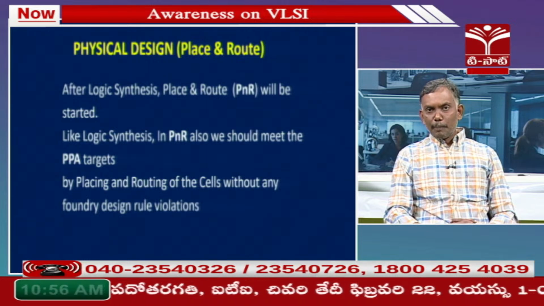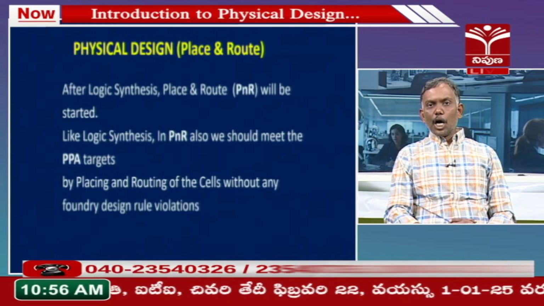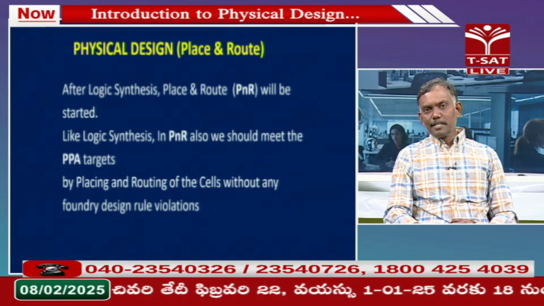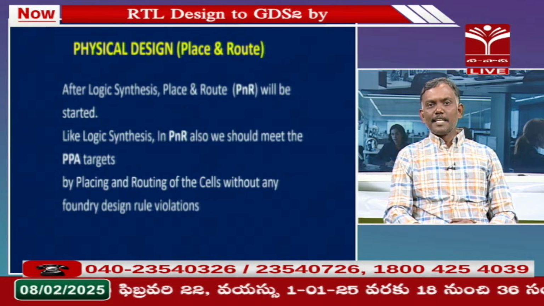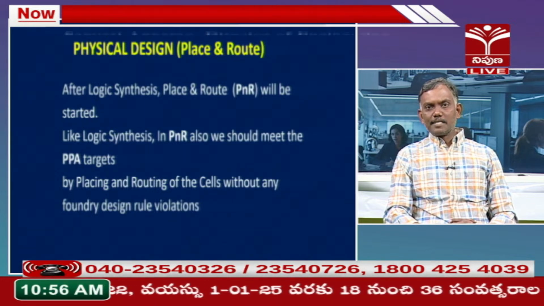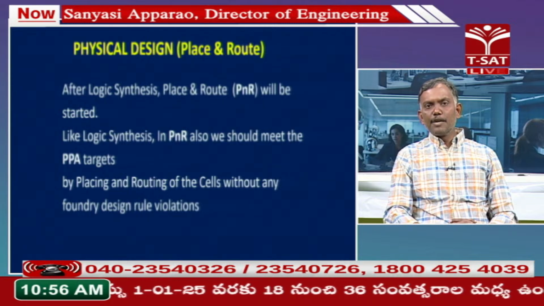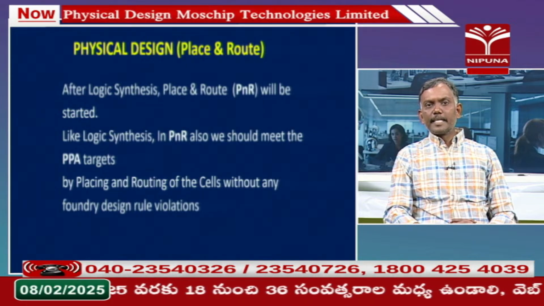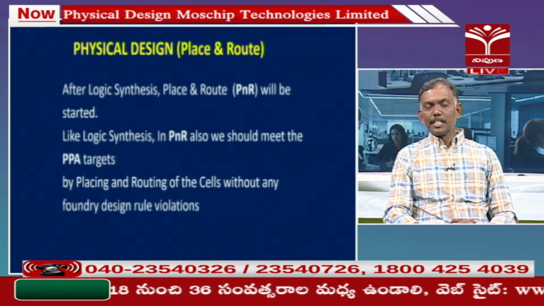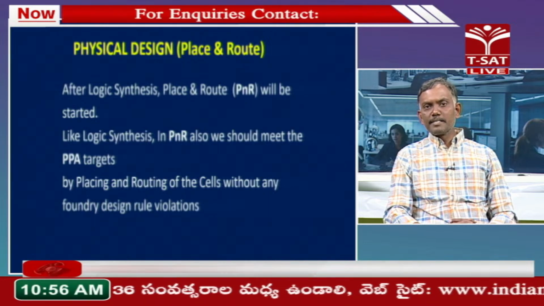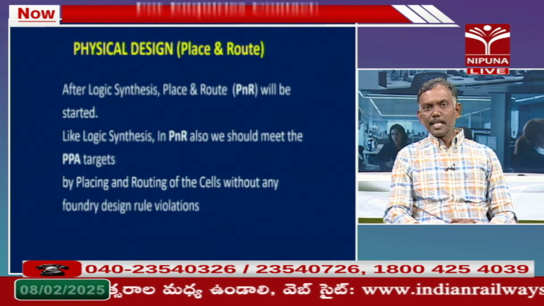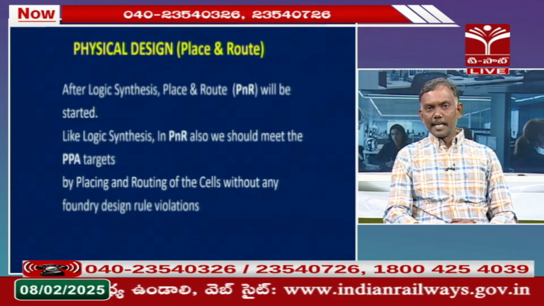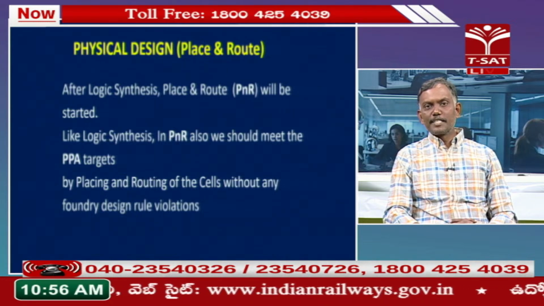You are placing all the components, IO pads, IPs, RAMs, standard cells, all placed in an area and we are routing them. All the interconnections are routed. That is why we call it place and route. Placing the logic and we are routing them using the metal layers. That is called place and route.